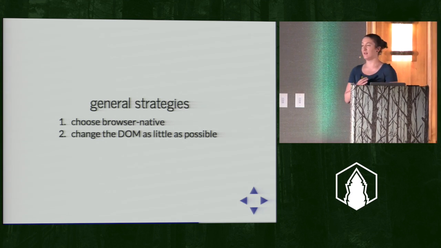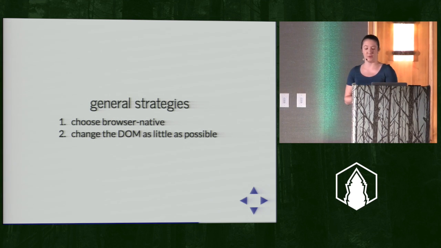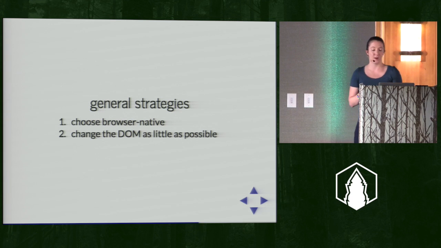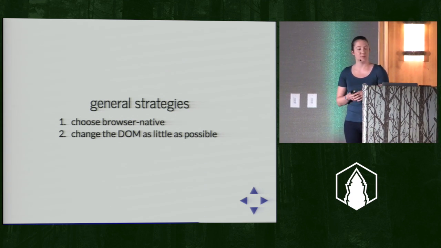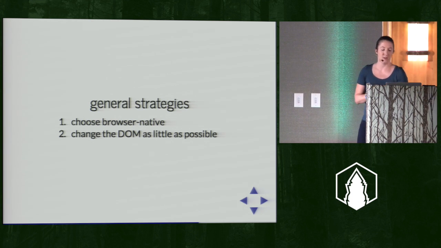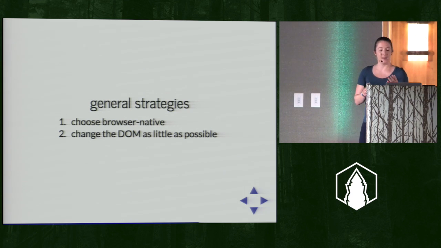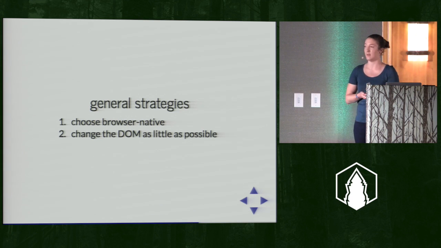If I was asked to distill just everything that I've learned about making performant interactive data visualizations into a couple of statements, these would be it. The first one is that if you ever have a choice between implementing your own version of something in JavaScript and going with a browser native version, use the browser native version. And I'll have a specific example for you here in a second. And then the second thing is to try to change the DOM as little as possible, just because that's the most expensive part of this whole process.